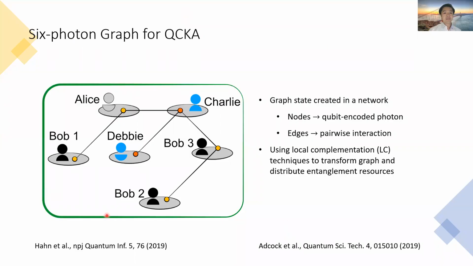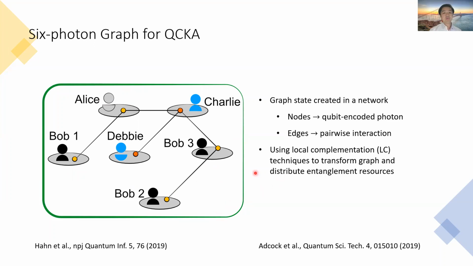So let us now introduce the network primitive that we will be considering here. We have 6 users that will share a 6-photon graph as shown. The graph has a specific form of connectivity that is determined by these edges, which represent pairwise interaction between the connected nodes. What is special about this particular graph is that if we nominate 4 users, Alice, Bob1, Bob2, and Bob3, they are able to distill either the 4-qubit GHZ state or a set of 3 Bell pairs in any combination among them, allowing them to perform conference key agreement in either the NQKD or 2QKD approach.